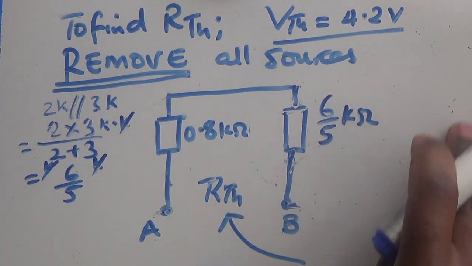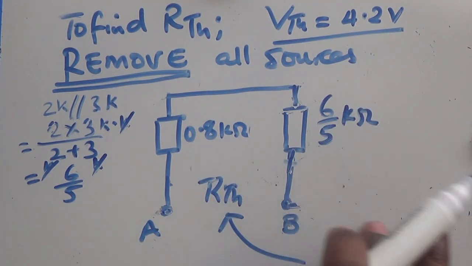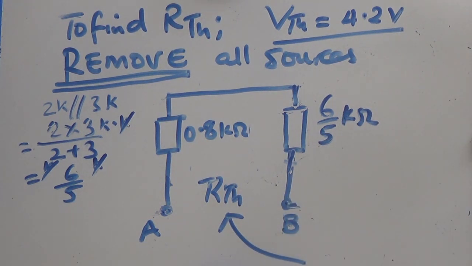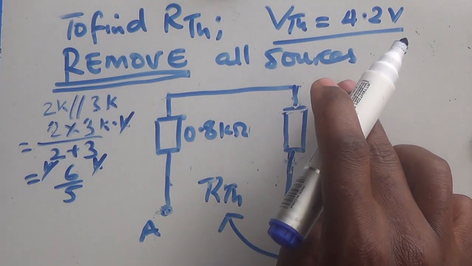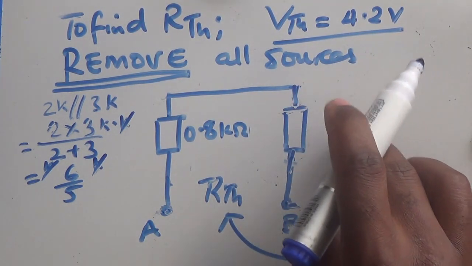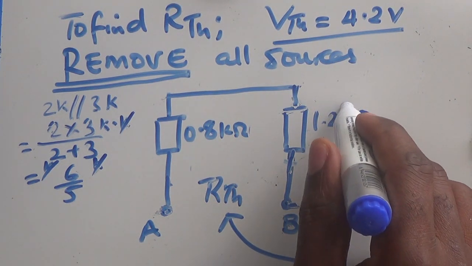Now the 6 over 5 and the 0.8 are now in series. So 6 over 5, if you use your calculator, would give you 1.2. So this is the same as 1.2 kilo ohms.